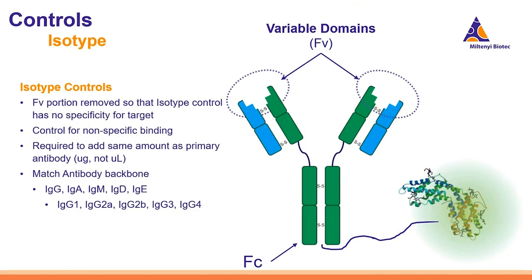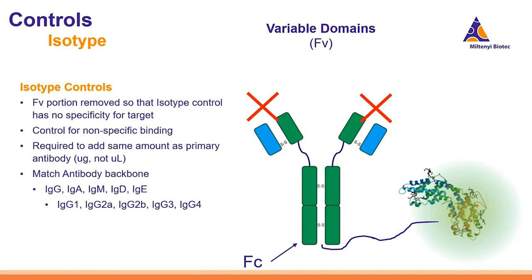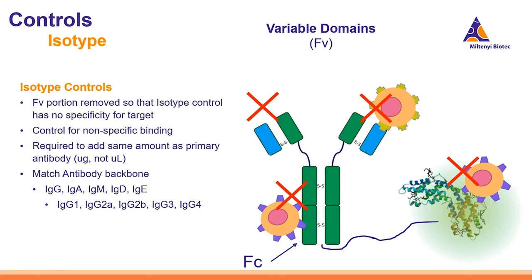The first kind of control we can discuss is the isotype control. This is a control to estimate non-specific binding of your antibody. With an isotype control, the variable region or the binding region has been removed so that any binding we see is a result of non-specific binding. Meaning it could be just binding to the cell surface at the incorrect epitope. It could be Fc binding if you did not perform an Fc block step, or the amount of fluorochrome sticking.